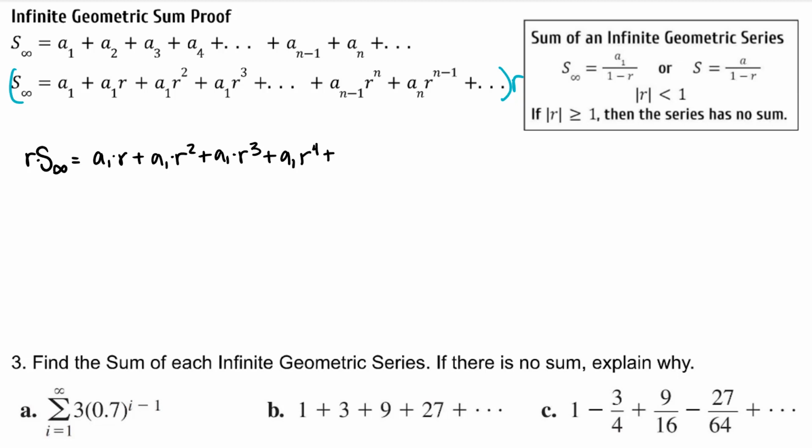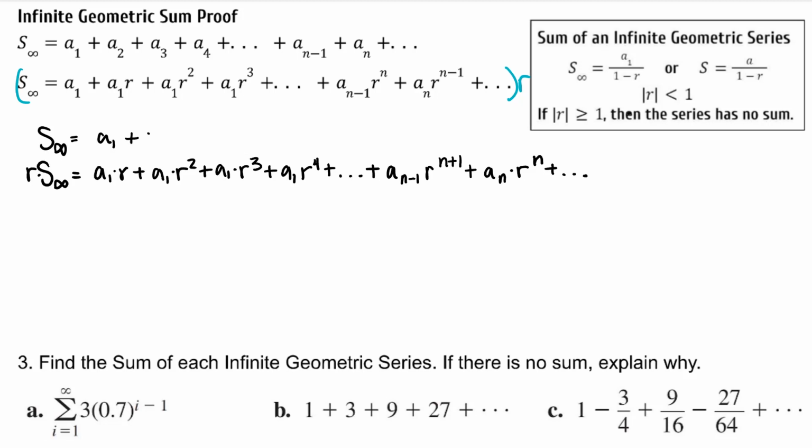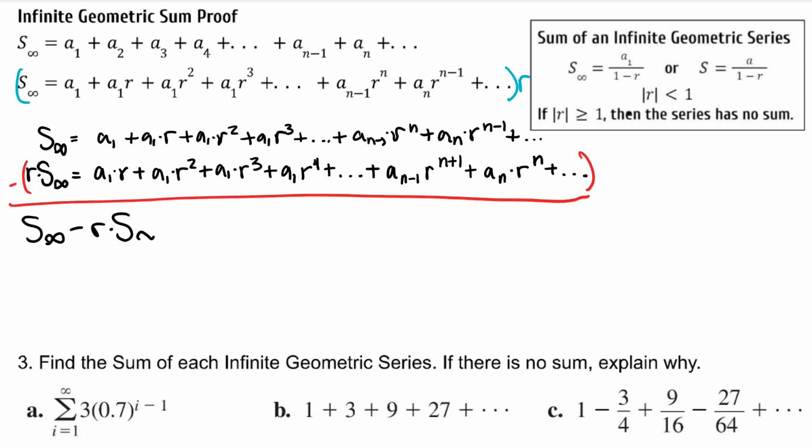Remember, multiplying the same base just means adding 1 to the exponent. So r to the n times r is just r to the n plus 1. R to the n minus 1 times r is r to the n. Now rewrite the infinite sum that wasn't multiplied by r in the space I've left between. And let's subtract. Again, we have the same terms. When subtracted, they will become 0.